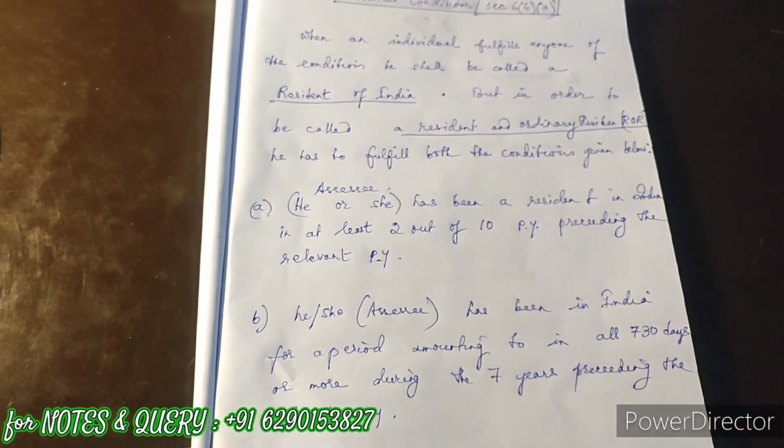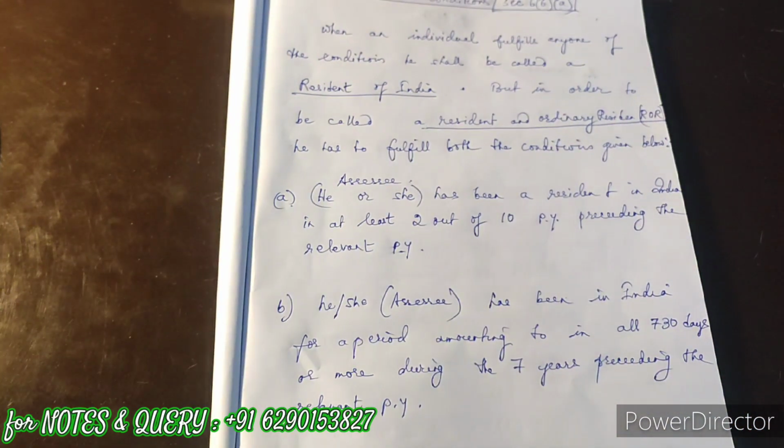Now what are these 2 conditions? The assessee has been a resident in India in at least 2 out of the 10 previous years preceding the relevant previous year. Okay, that is the first condition that he has to satisfy in order to be the ROR. And the next condition is that the assessee has been in India for a period amounting to in all 730 days or more during the 7 years preceding the relevant previous year.